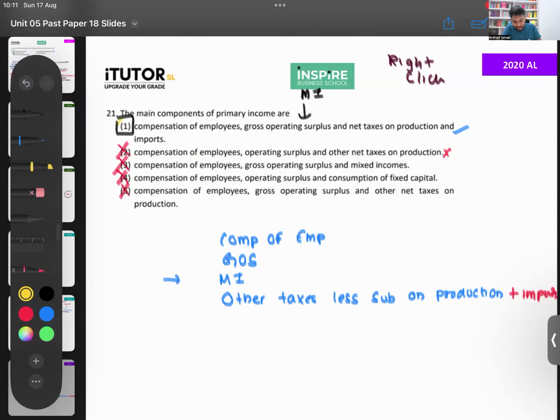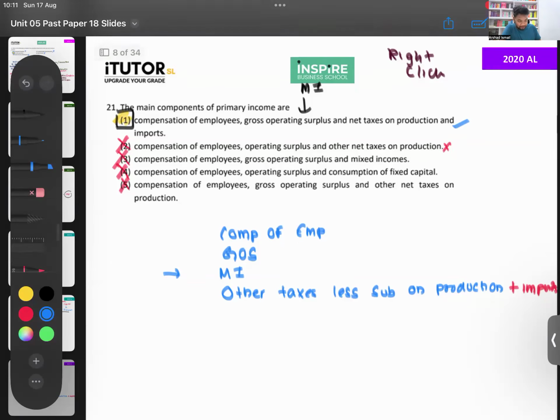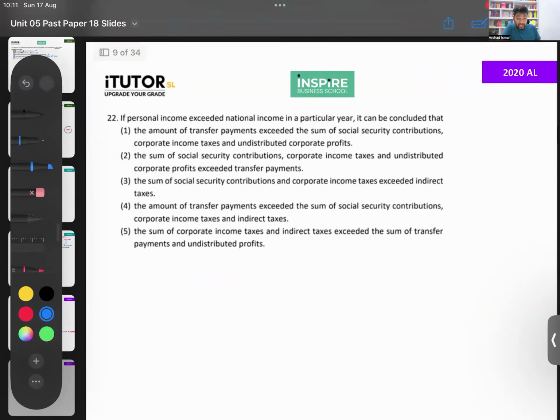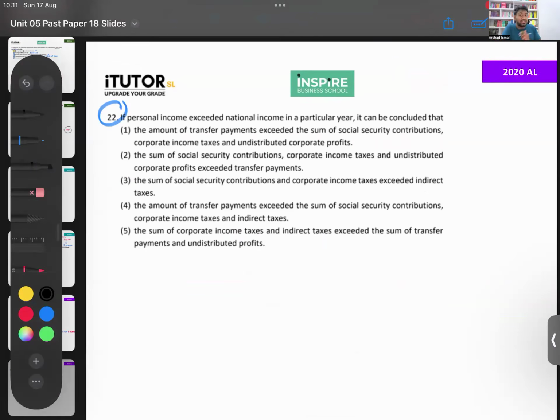Then that's 2020. Then the next one. 2020 question number 22. If personal income exceeded national income, it can be concluded that. Now for this one, you need the knowledge that I taught you all before. From gross national income, there are certain things you add, certain things you deduct. And that is how you get personal income.